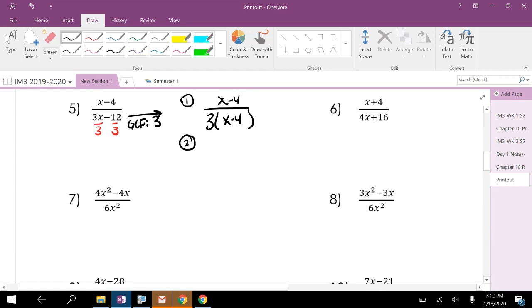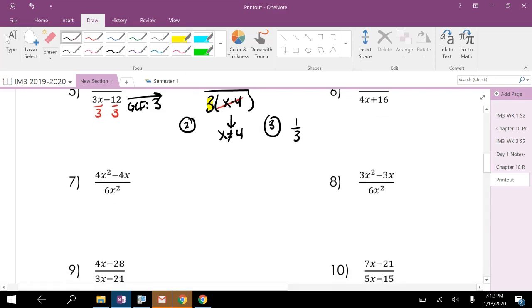Second step, what are the excluded values? What can't x be? X cannot be positive 4 here because that's what makes it 0. Step 3 is just to cancel everything that you can. So if you take a look here, these cancel, which leaves me with 1 on top. So I get 1 over 3 is my final answer. 1 over 3. All right.